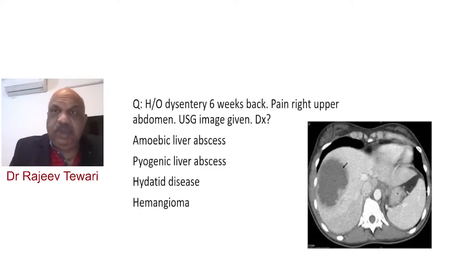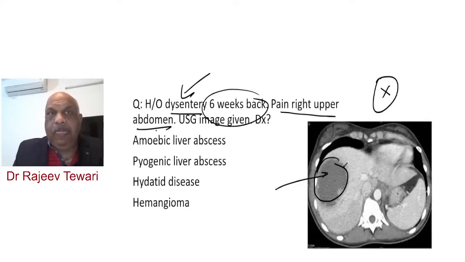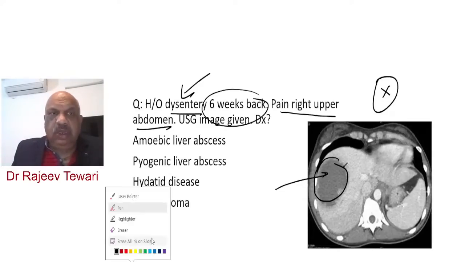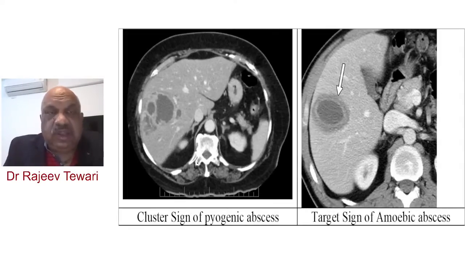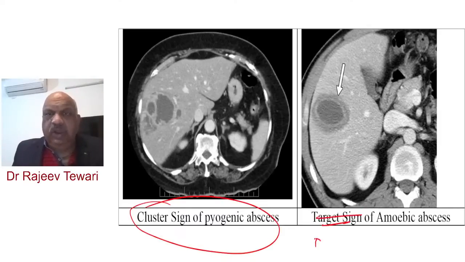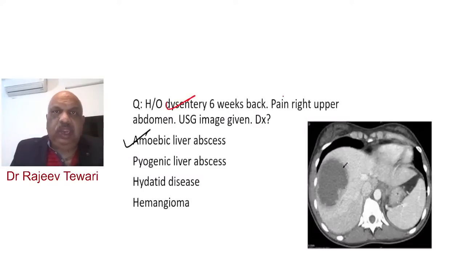Now in this question, the image may be different from the exam, but the question was dysentery 6 weeks back. Now dysentery with a hypodense lesion in the liver clinches the diagnosis. So there is right upper abdominal pain with dysentery and hypodense lesion in the liver. Of course, it is amoebic liver abscess. So this question I've kept in TND this year, where I told you the difference in amoebic and pyogenic, and cluster sign you get in pyogenic abscess, while target, we call it double ring sign, you get in amoebic abscess. Though it was not the question, but dysentery and hypodense lesion in liver with pain right upper abdomen, of course it's amoebic.